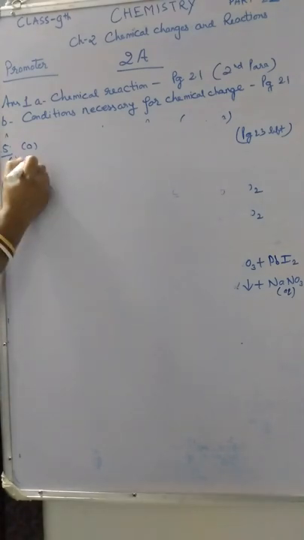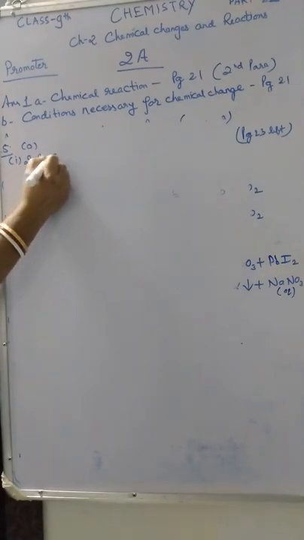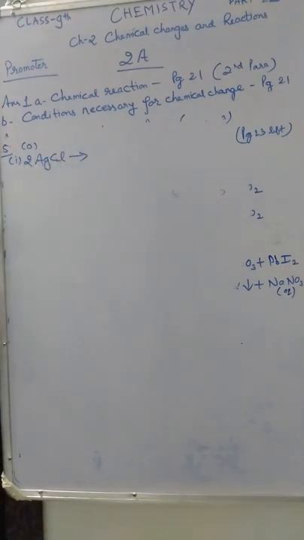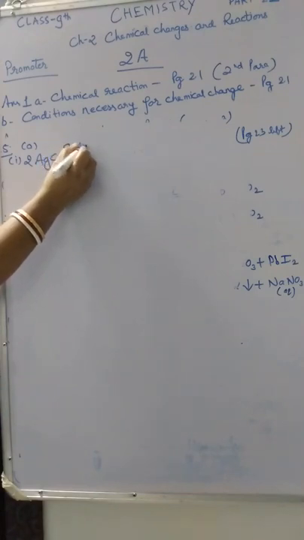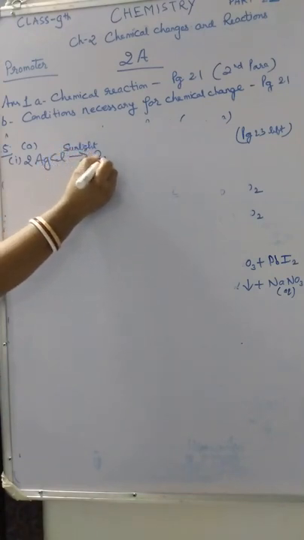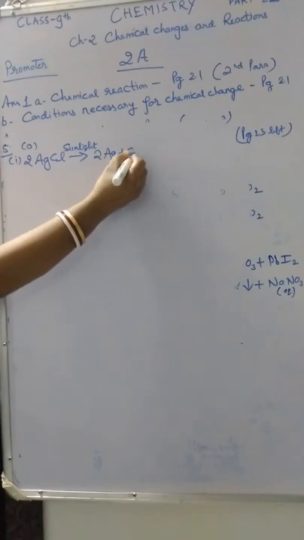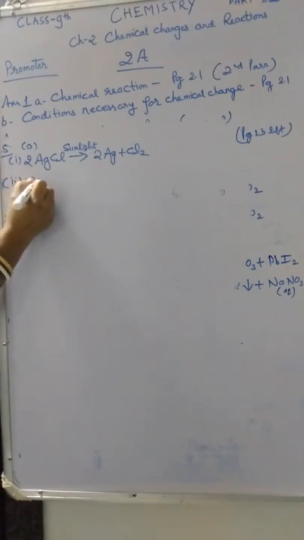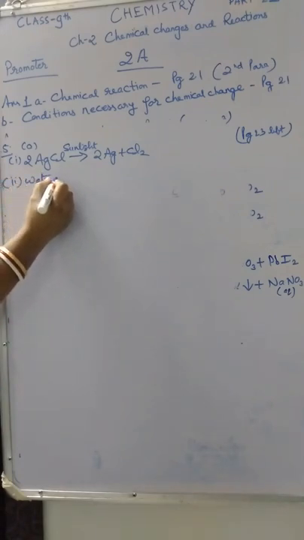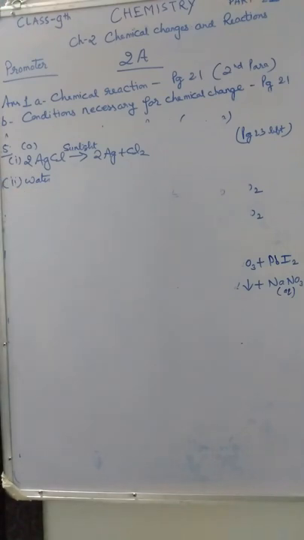Photochemical reaction involving silver salt. So this one is silver chloride. In sunlight you will get silver and chlorine. Second one is water. For water you will get it on page number 21 only. I am just giving you the example.